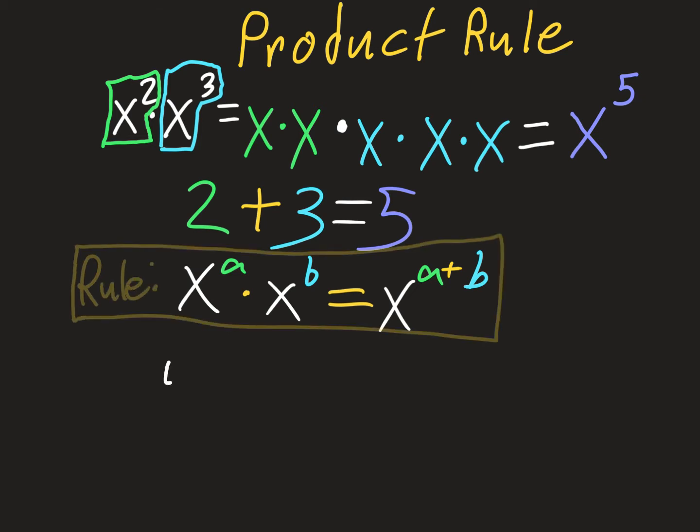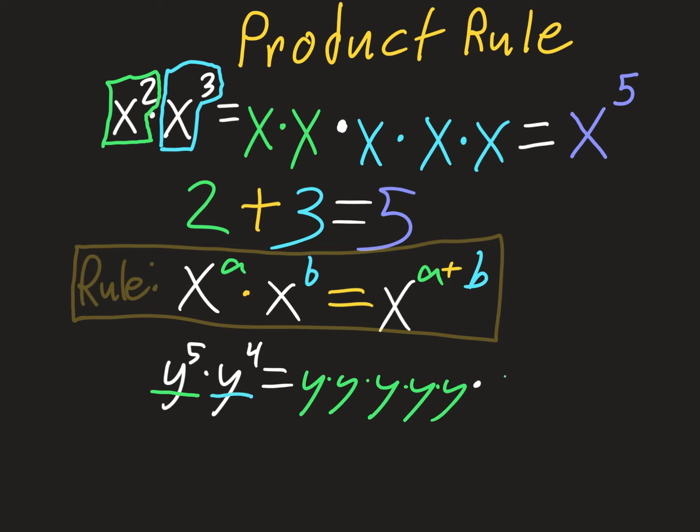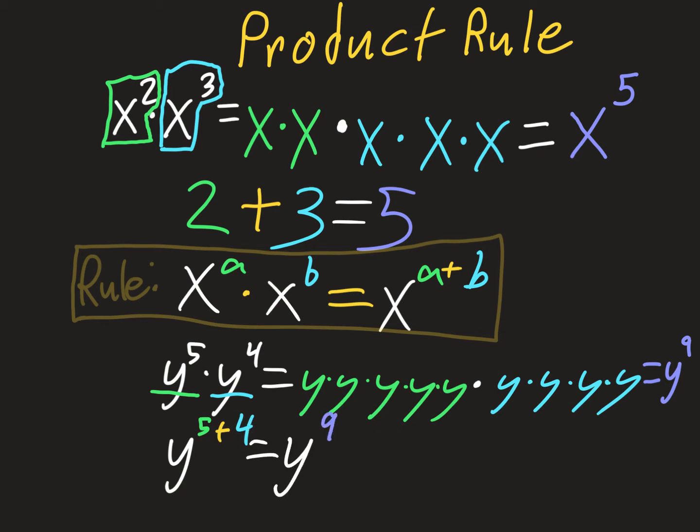Let's look at y to the 5th times y to the 4th. Y to the 5th is y times y times y times y times y. Now we're going to times that by y to the 4th, which is y times y times y times y. We will get a total of 9 y's. So y to the 5th times y to the 4th is y to the 9th. And if we try our rule, then y to the 5th times y to the 4th will give us y to the 5 plus 4, which is y to the 9. This rule does hold up.